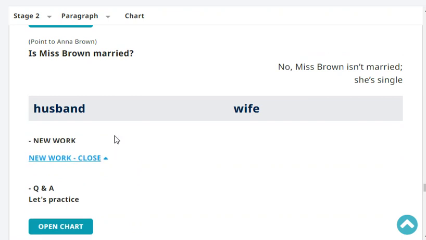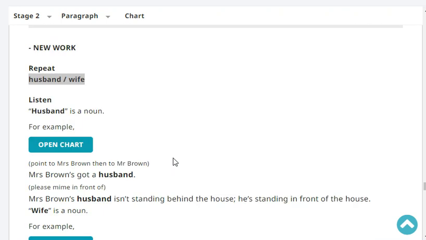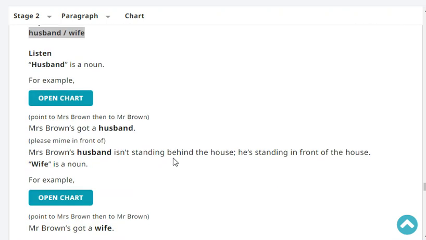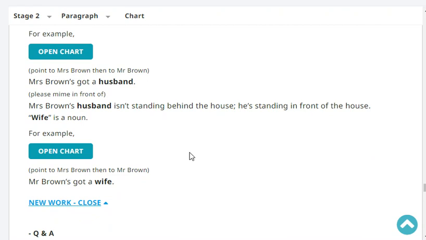Next, repeat. Husband, wife. Very good. Okay, listen. Husband is a noun. For example, Mrs. Brown's got a husband. Mrs. Brown's husband isn't standing behind the house. He's standing in front of the house. Wife is a noun. For example, Mr. Brown's got a wife.